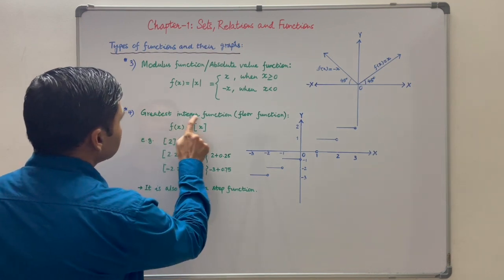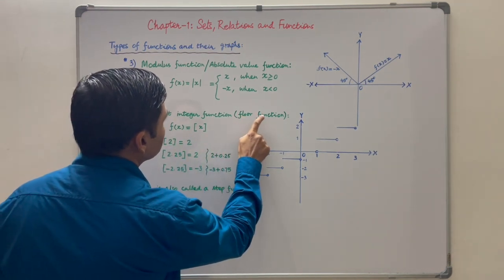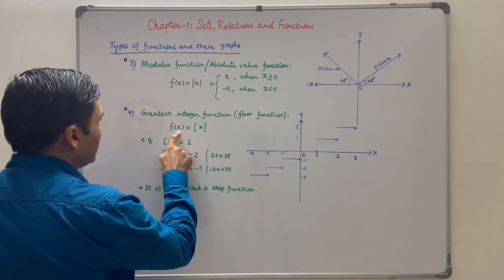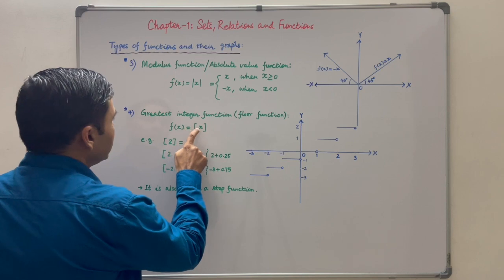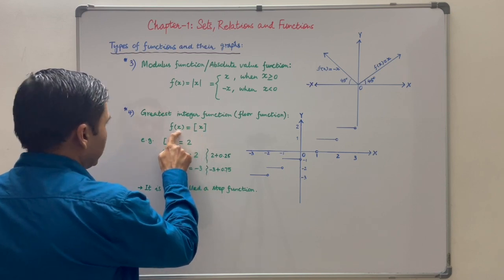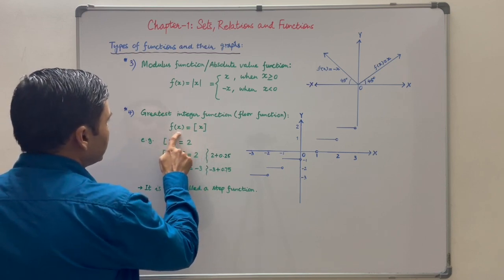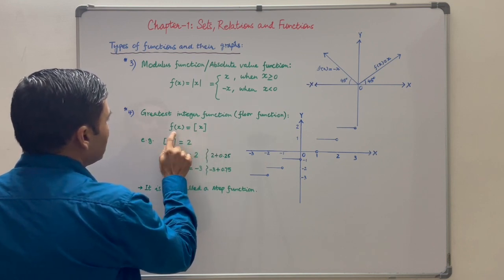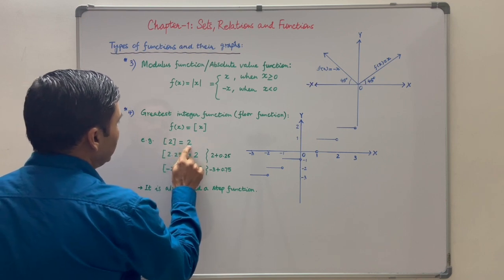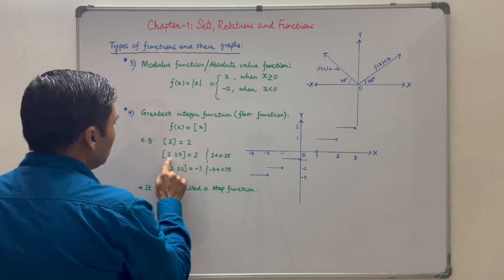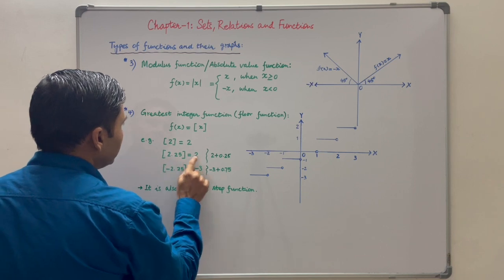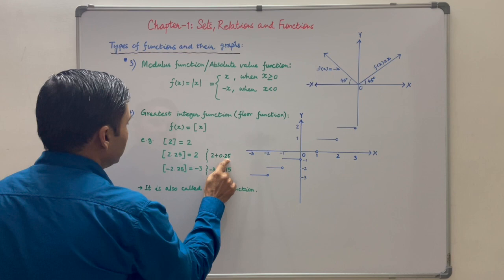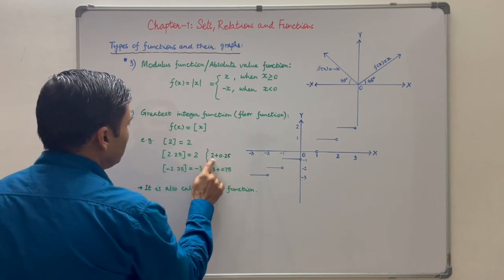Fourth function, greatest integer function. It is also called the floor function or step function. Greatest integer of a real number x will be the greatest integer less than or equal to x. It is represented by f(x) equal to [x] in a pair of square brackets. Consider x is equal to 2, then the greatest integer will be 2. If x equal to 2.25, then it can be written as 2 plus 0.25. Remember, the decimal part is always positive. So in this case, greatest integer will be 2.